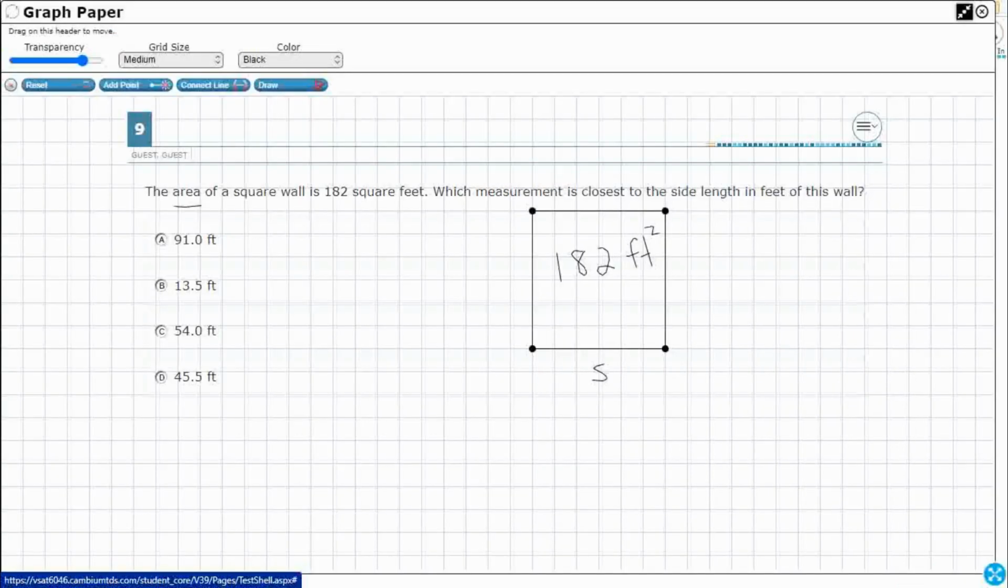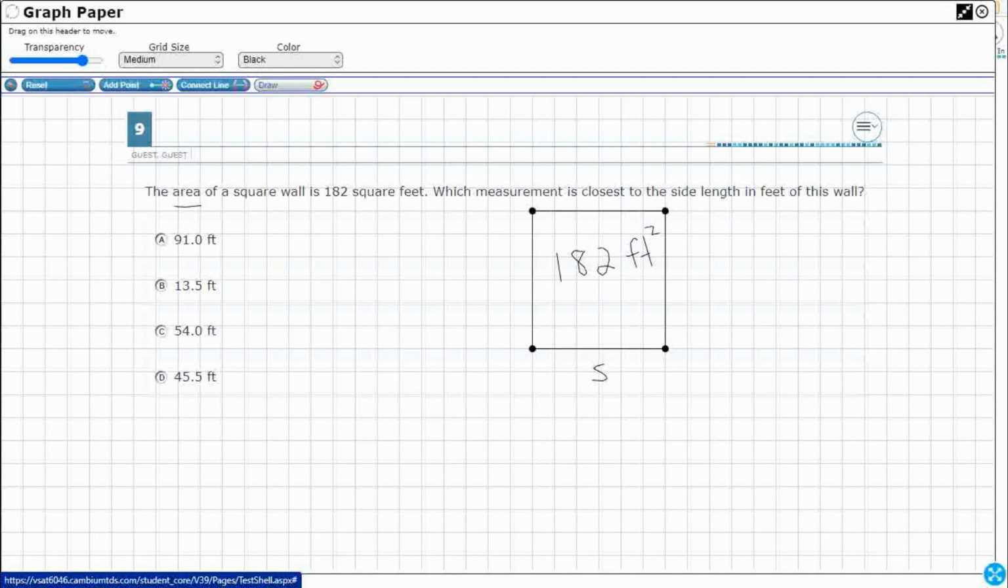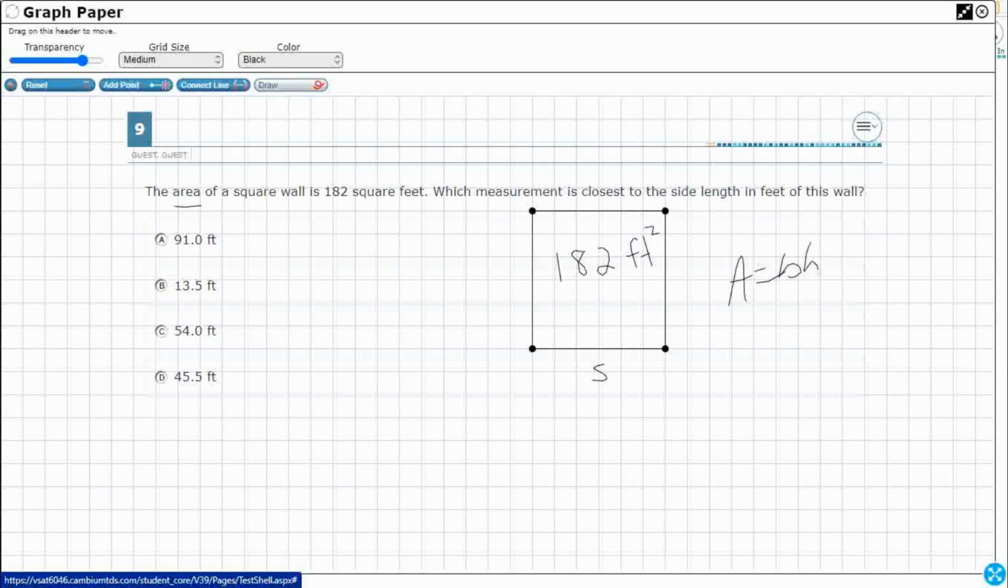And remember, a square is a special type of rectangle, base times height, right? So the area equals base times height. And since both base and height are the same length, since it's a square, it's really s times s, or s squared. So that's the area of the rectangle, and we know that it's 182 square feet, which equals this s squared. So I want to find just this s.